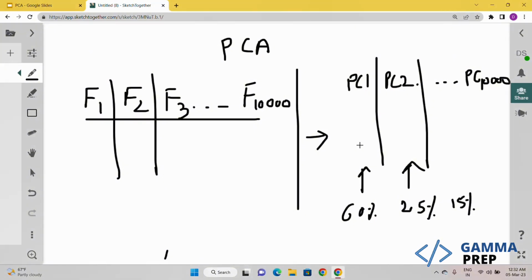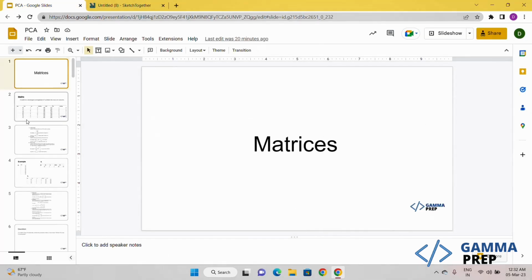Now in PCA, we are actually going to take matrices into consideration. So we are going to basically work with matrices, and we also will be dealing with the covariance matrix. So for that, we start off with matrices so that we are clear on what matrices are, and then we move into PCA. Okay.